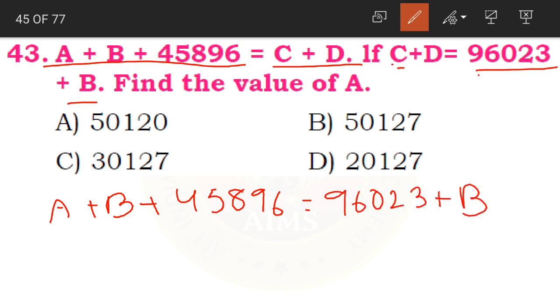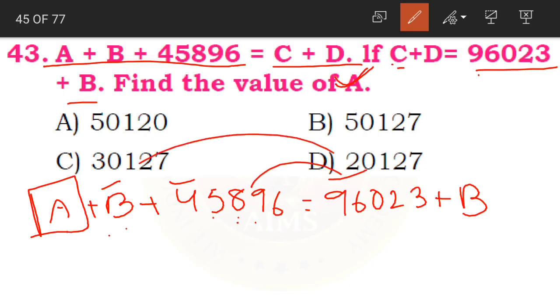96,023 plus B. Okay, now this is what we are having. What should we find out? We should find out the value of A. Yes children, we should find out the value of A. This is what we need. Now these two are extras here. What are these two? These two are extras here. So we will take them to that side.